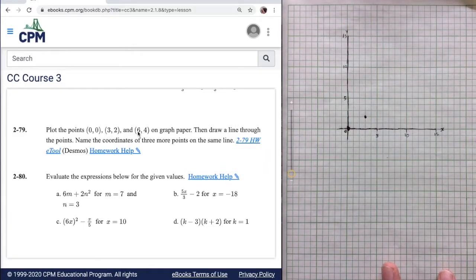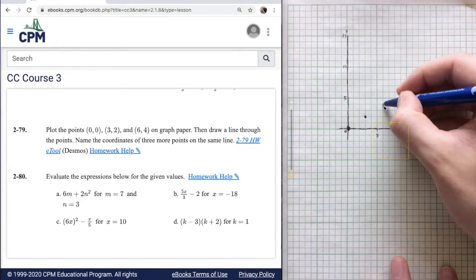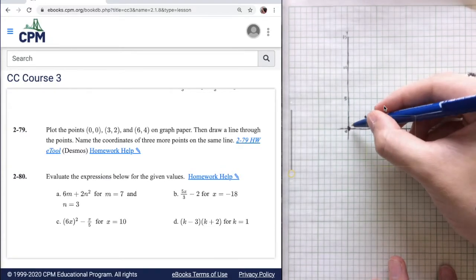The next one is 6, 4. So again, we can go across 5, 6, and then up 4. 1, 2, 3, 4. Right there. So these are the 3 points graphed.